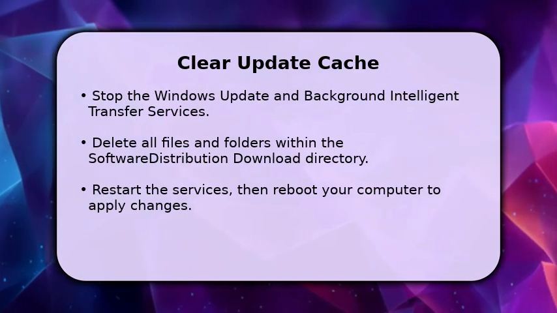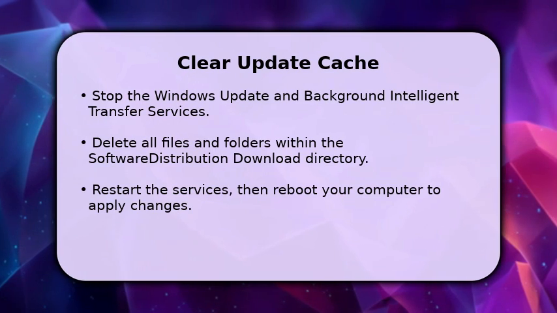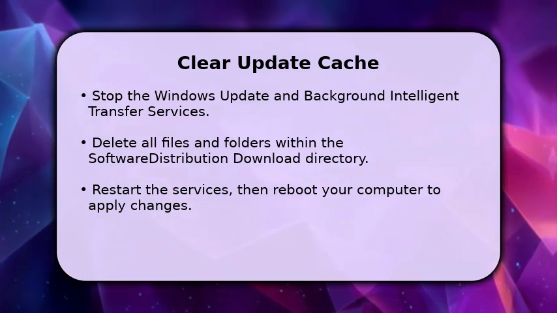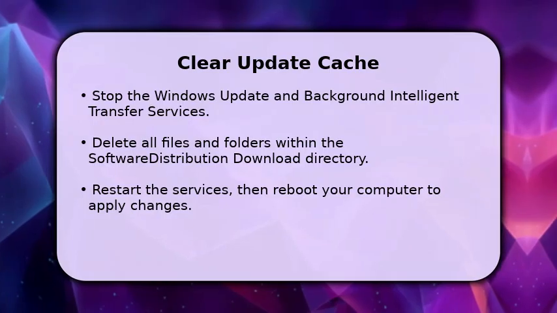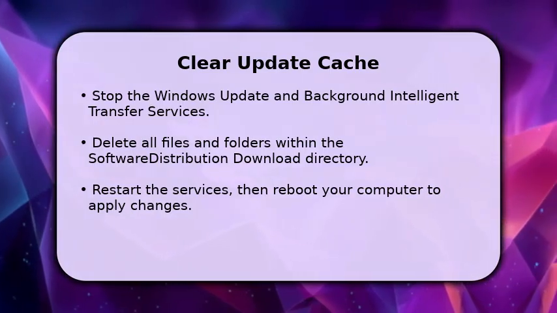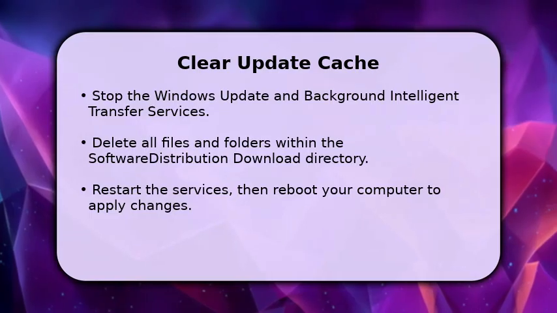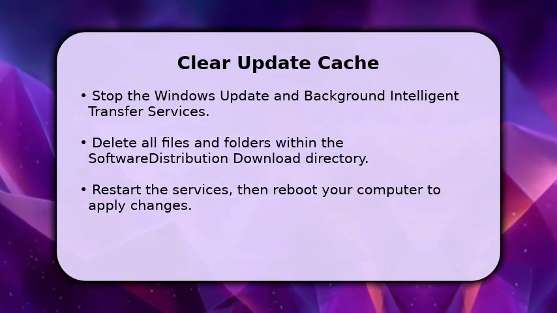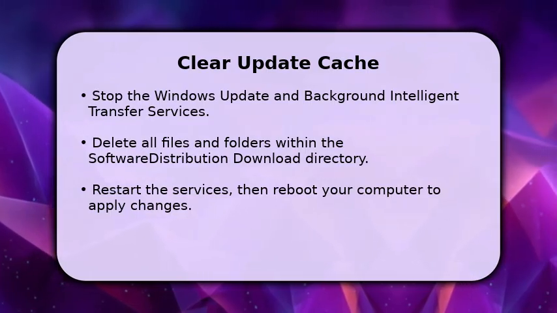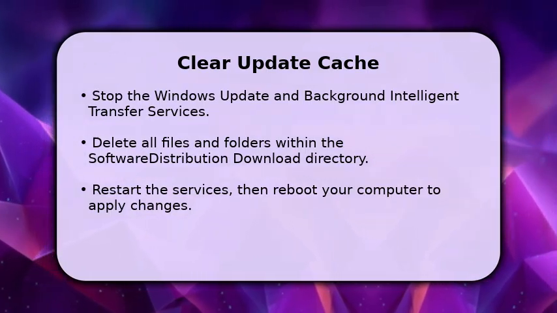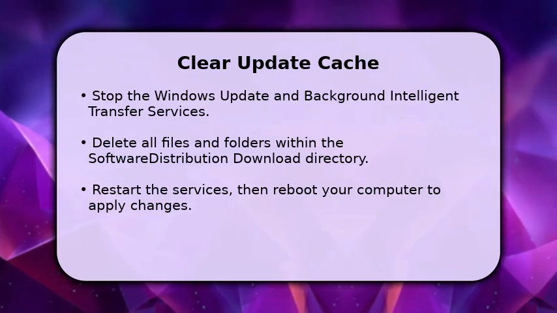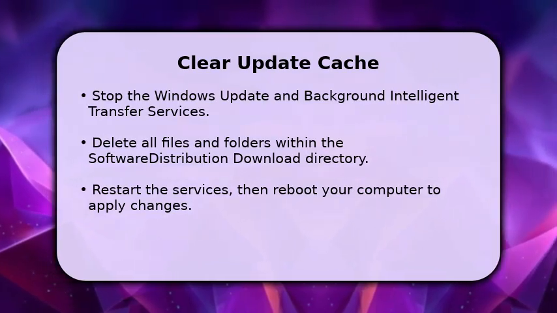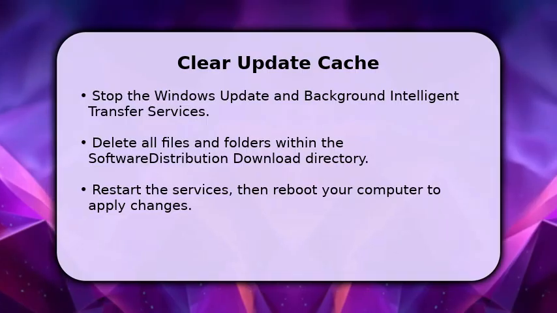Finally, let's clear out any potentially corrupted update files. Sometimes, the error stems from a damaged Windows update cache. By stopping the relevant services and deleting the contents of the software distribution folder, you essentially give Windows Update a fresh start. After restarting the services and your computer, your system can re-download necessary updates cleanly, often resolving persistent update errors like the one you're facing.